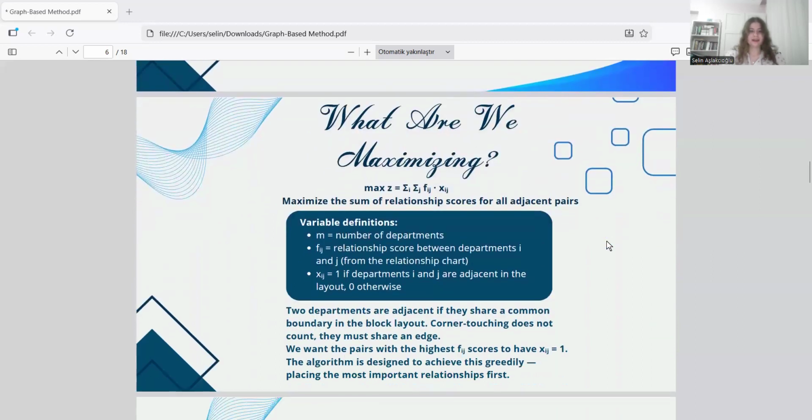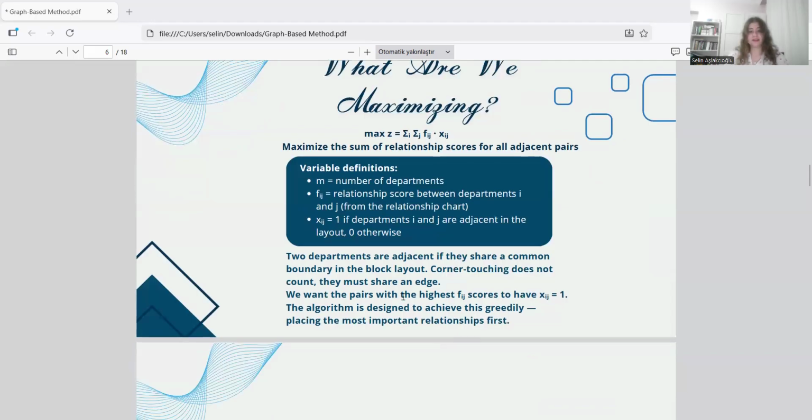So what are we maximizing? We are trying to maximize the sum of relationship scores for all adjacent pairs. We have some variables here. M is the number of departments, Fij is the relationship score between departments i and j from the relationship chart. We are going to solve an example, and you will understand it better. And Xij equals 1 if departments i and j are adjacent in the layout, 0 otherwise.